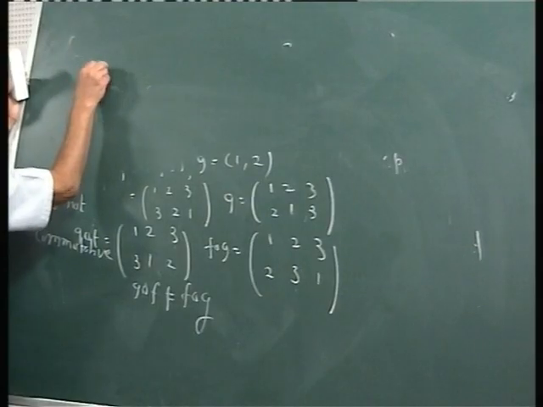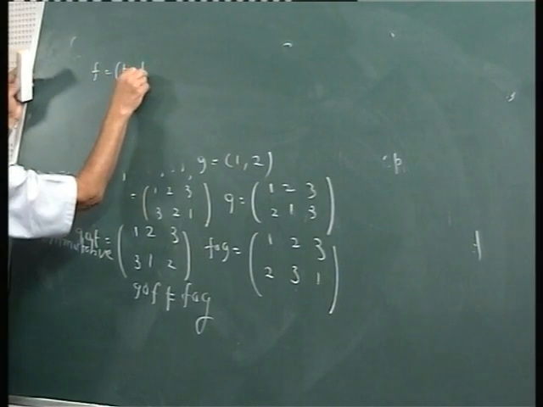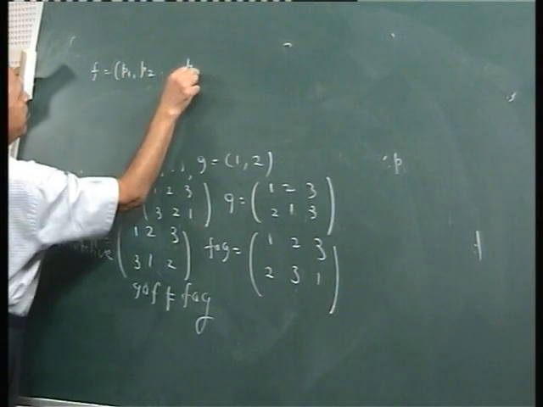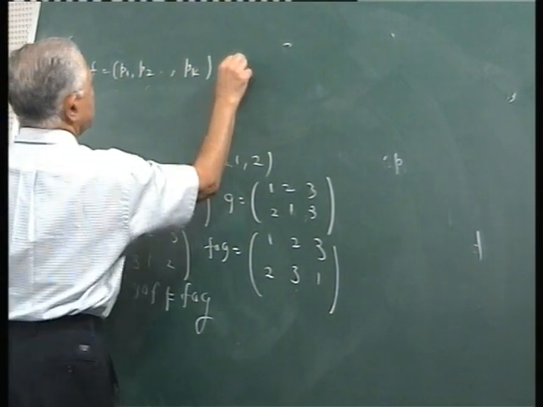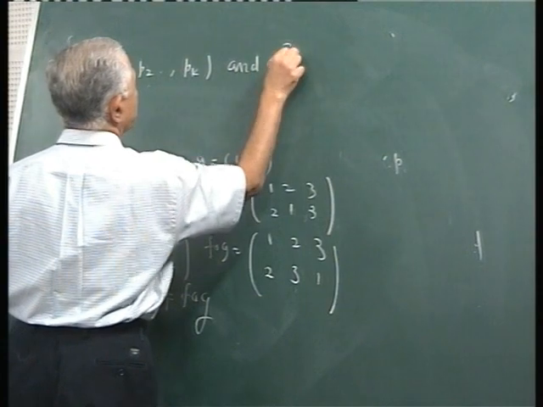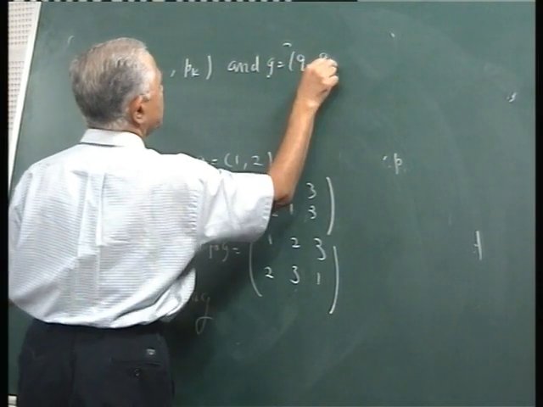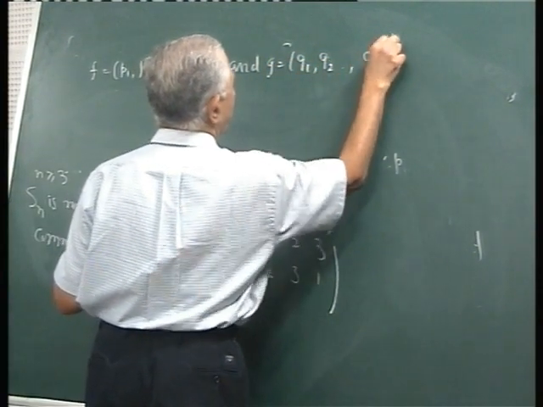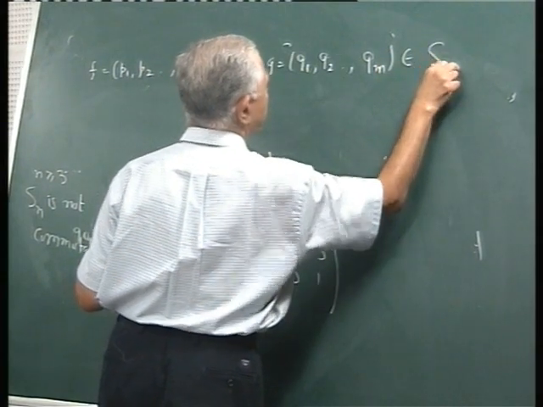Suppose F is equal to (p1 p2 ... pk) and G is equal to (q1 q2 ... qm) are two cycles belonging to Sn.